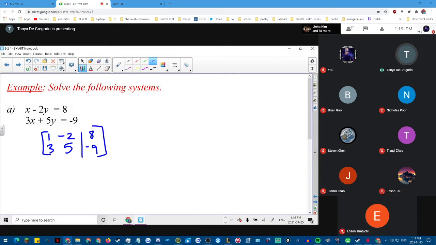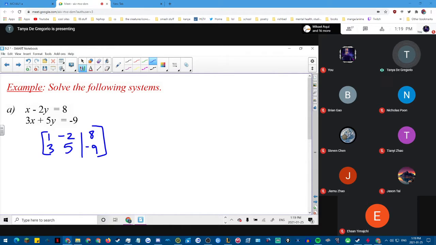Okay, now the goal is I want 1, 0 and a number, and then 0, 1 and a number. And what we normally do, there are some exceptions, is work from column to column. There's a reason for that, and you're going to see as we start working why that makes the most sense. So I already have 1 for my x coefficient there, which is really good.